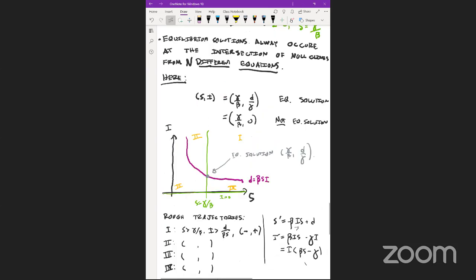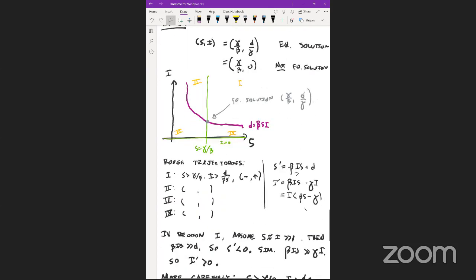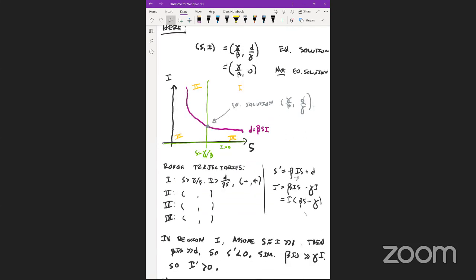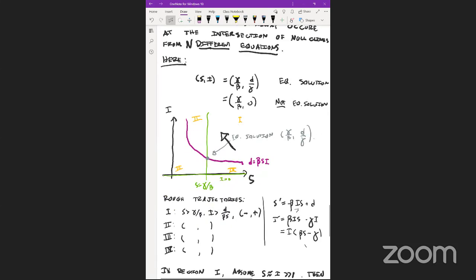So in particular, we have the I null lines in green and the S null lines in pink. If we go from here, this is going to be decreasing in S, increasing in I. As we cross this null line, we change the sign of I. Then as we cross the pink null line, we change the sign of S. And as we cross the green null line again, we change the sign of I.